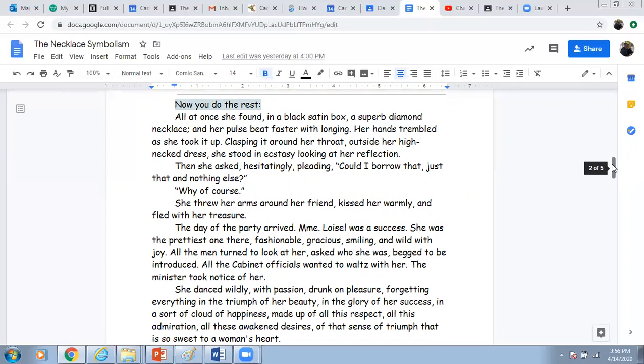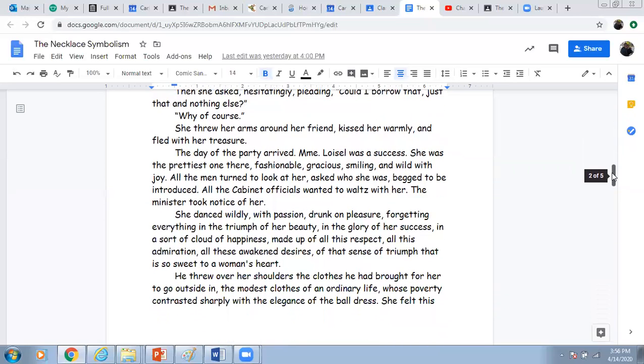All at once she found in a black satin box a superb diamond necklace. And her pulse beat faster with longing. Her hands trembled as she took it up. Clasping it around her throat, outside her high neck dress, she stood in ecstasy looking at her reflection. Then she asked hesitatingly, pleading, "Could I borrow that, just that, and nothing else?" "Why, of course." She threw her arms around her friend, kissed her warmly, and fled with her treasure.